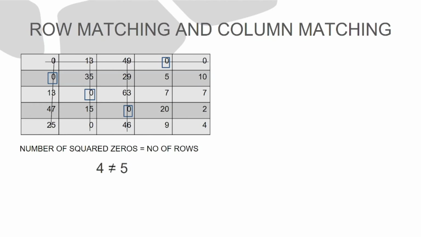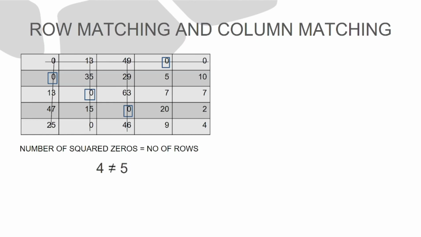Then we move to column matching, where we check column-wise if there are one or more zeros. The first column has been struck out, the second also, the third also. When we come to the fourth column, we can observe that there is only 1 zero, so we cut the row horizontally. Then when we come to the final column, there are no zeros, so row matching and column matching is complete.